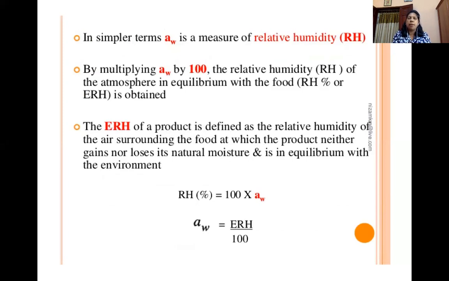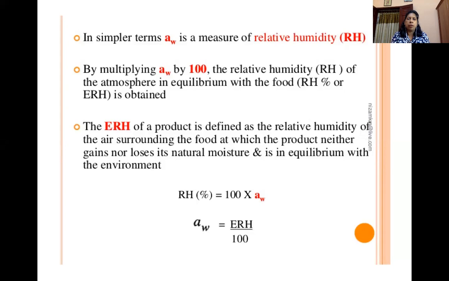The second point: by multiplying water activity by 100, the relative humidity RH of the atmosphere in equilibrium with the food, RH percentage or ERH, is obtained, right? So I think you remember how we measure the water activity. We put the container into the machine, and then we measure it. Therefore, as the system is closed, we can say it is the water activity when we consider the ERH, right?